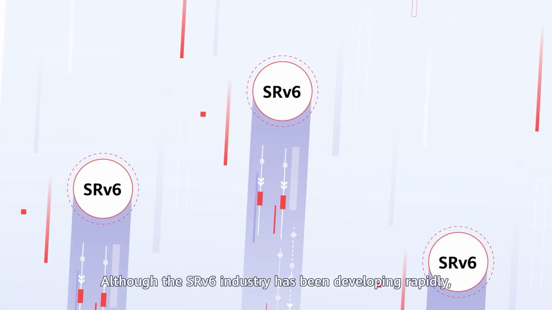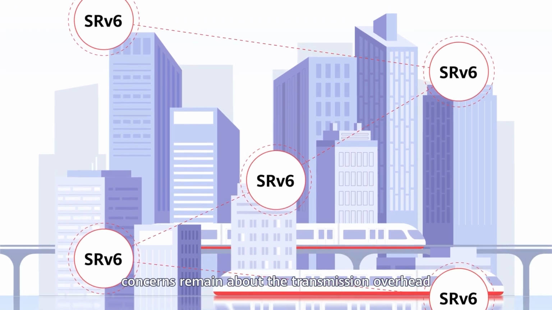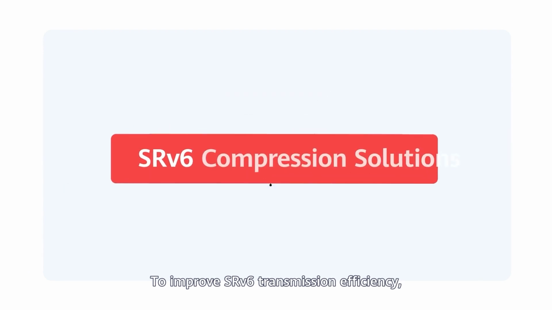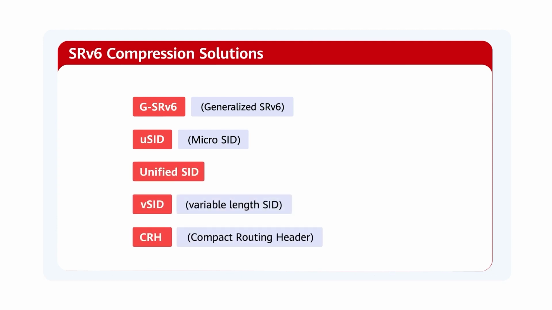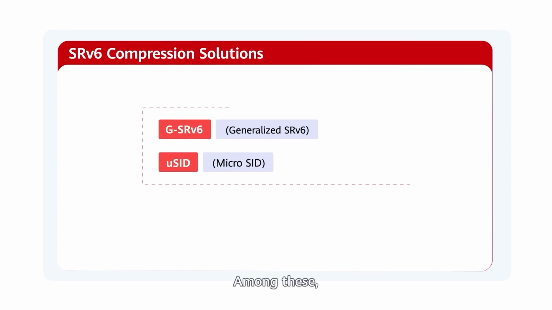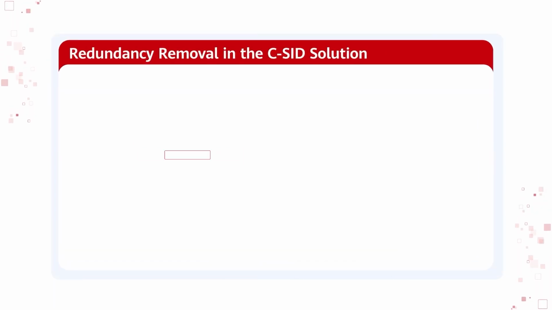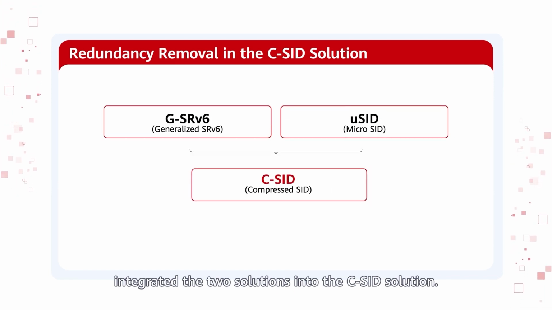Although the SRv6 industry has been developing rapidly, concerns remain about the transmission overhead brought by the large SRv6 header. To improve SRv6 transmission efficiency, multiple SRv6 compression solutions emerged in the industry around 2019. Among these, SRv6 and SID both aim to remove redundant information from segment lists. As such, the related IETF working group integrated the two solutions into the C-SID solution.